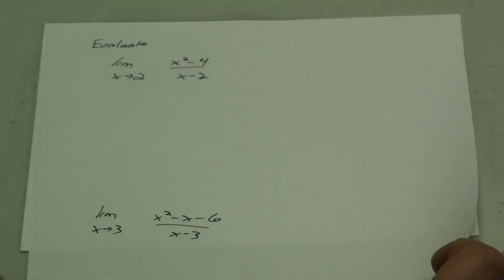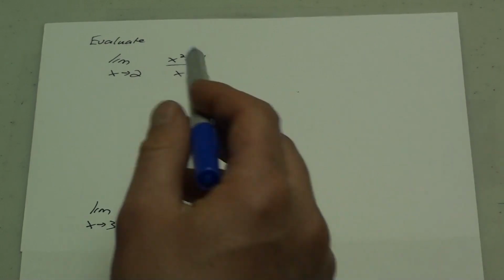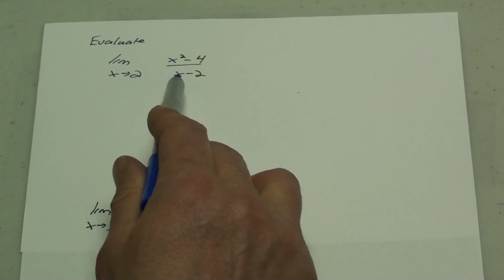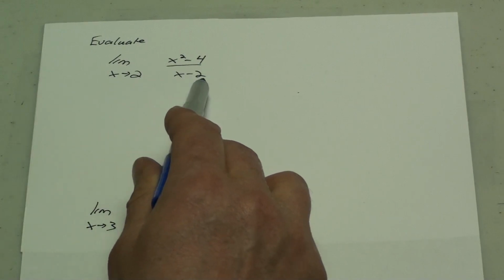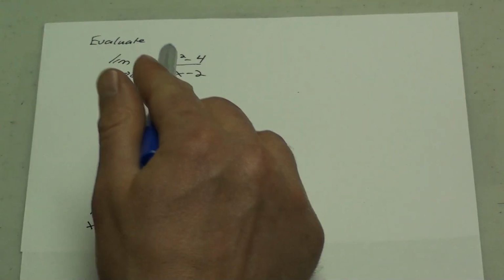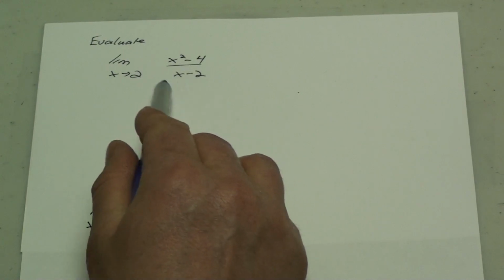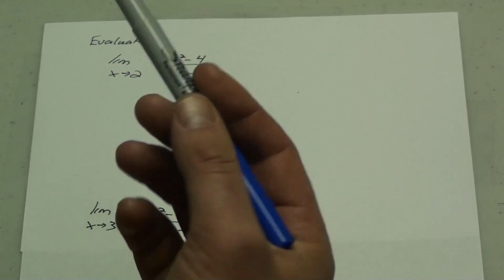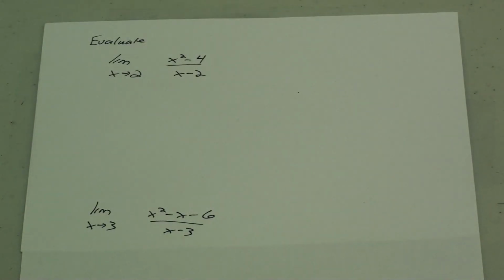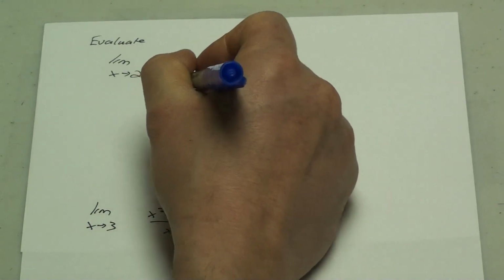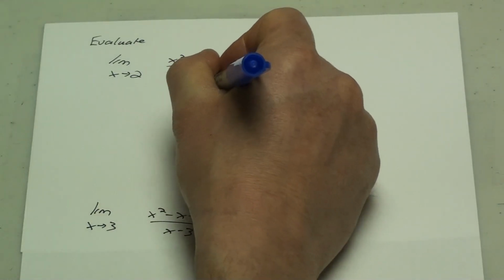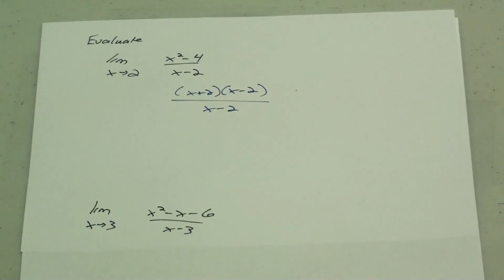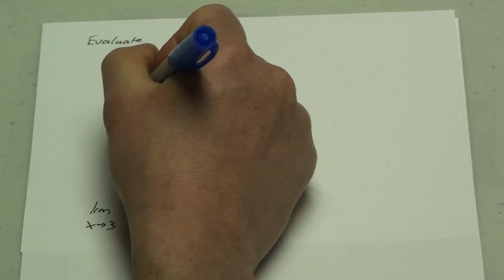Let's take another question. Limit as x approaches 2, and I have this equation. Now if I put a 2 in right away, I'm going to have 2 subtract 2 on the bottom. That's a problem. 2 subtract 2 is 0. I cannot have 0 on the bottom of a fraction. So let's do a little bit of work. Let's factor. If I factor the top, that's a difference of squares: x plus 2, x minus 2. I have x minus 2 on the bottom. I haven't taken the limit, so I've got to write it out first.